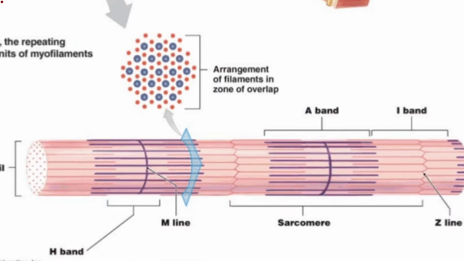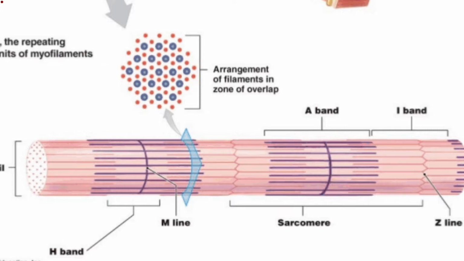So we got our A band that has actin and myosin in it. In the center of that, we have our H zone, right? No actin there. Over here, we got our I bands, right? In the center of the I band is the Z line. So from Z line to Z line is our sarcomere. And you see the alternating bands of actin and myosin here.